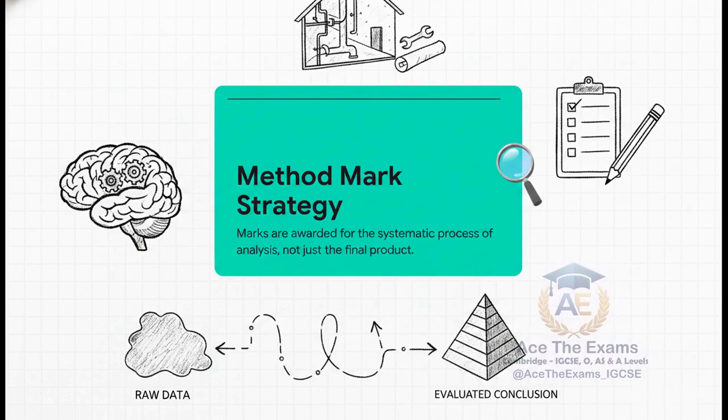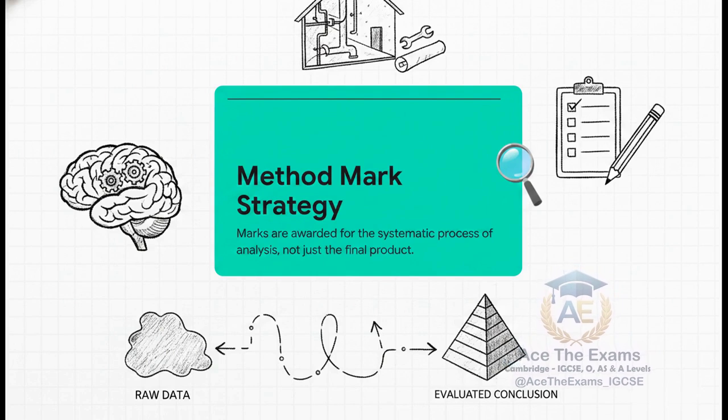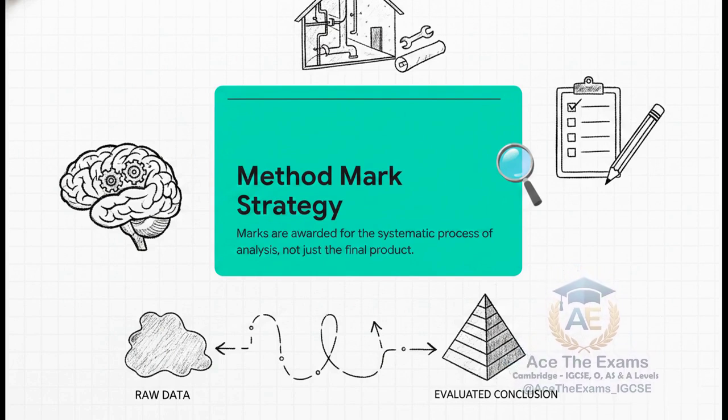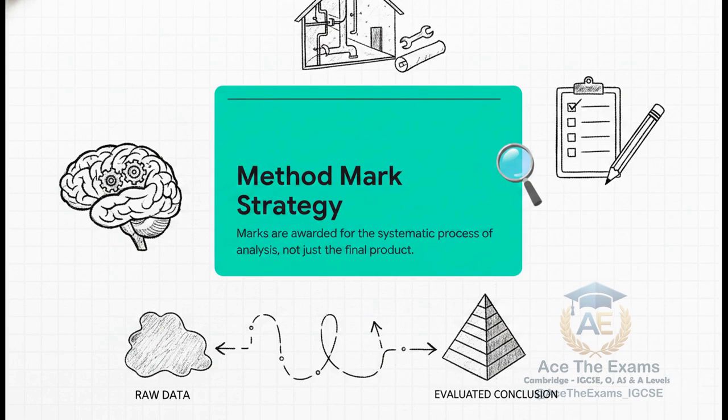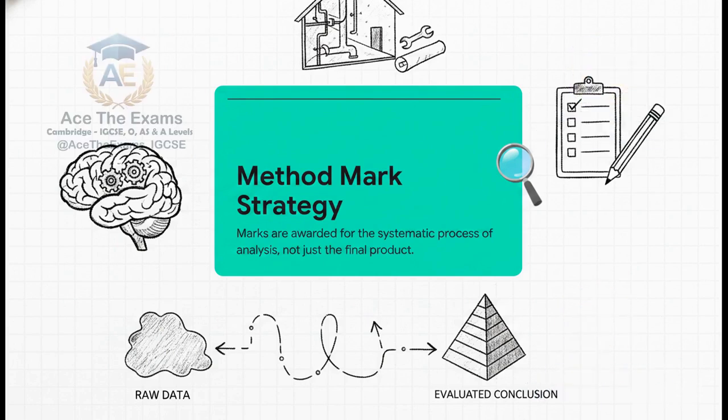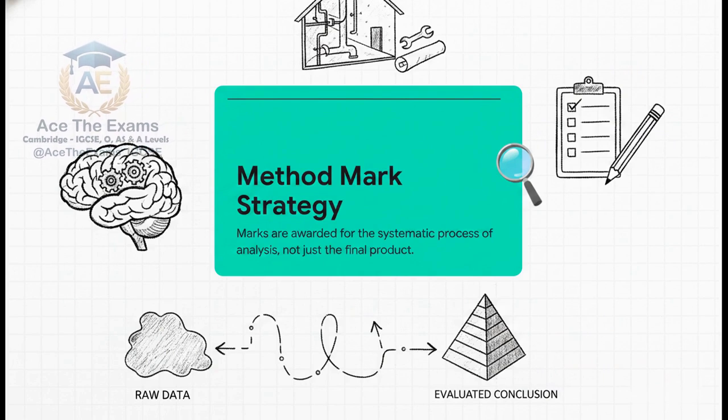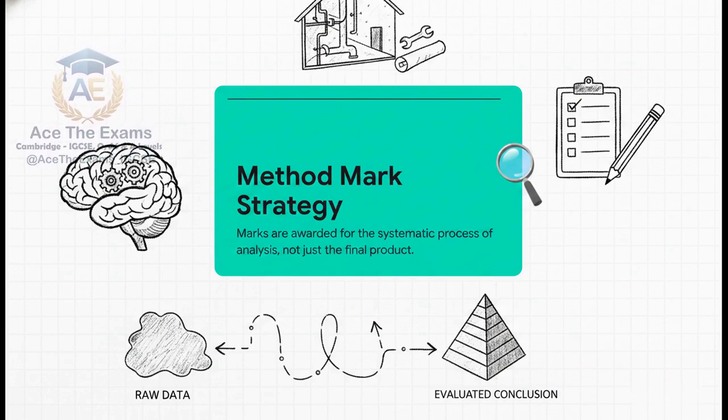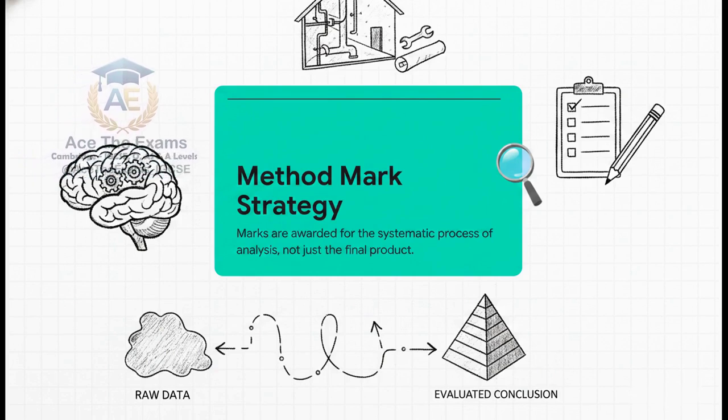Think of it like a city inspector walking onto your construction site. If you've already put up all the drywall, how do they know your electrical wiring is up to code? They don't. They want to see your exposed pipework. They want to see your clear working. They need to see exactly how you moved from a raw piece of data to a complex, evaluated conclusion. If you just magically produce a conclusion out of thin air without showing the evidence-based reasoning that got you there, you're going to lose massive marks. The method mark strategy dictates that the how is just as important as the what.